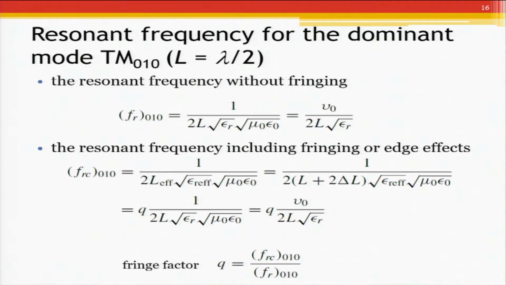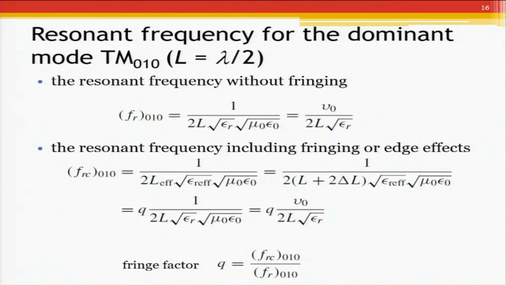And thus we have the three number mode because it includes X, Y, and Z directions. So for the dominant mode, we will focus on L equals lambda over 2, which I guess is the best design. So we look at the resonant frequency without fringing.